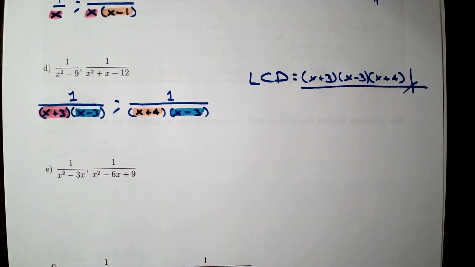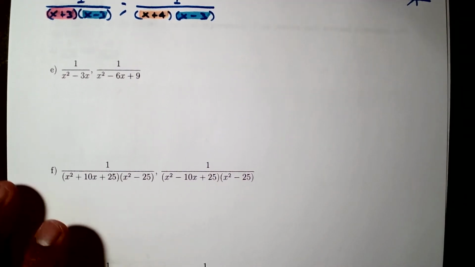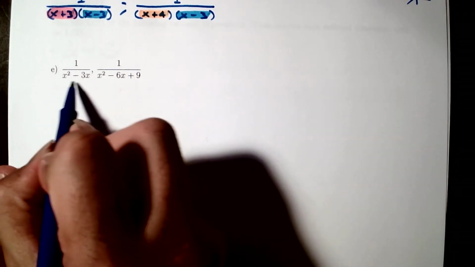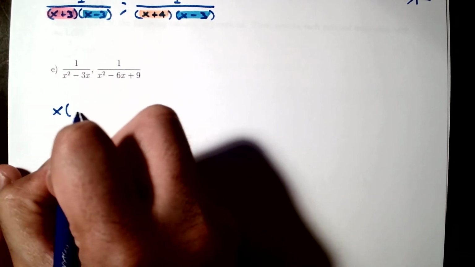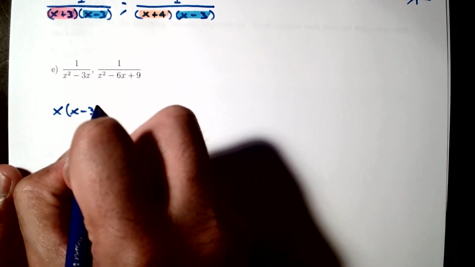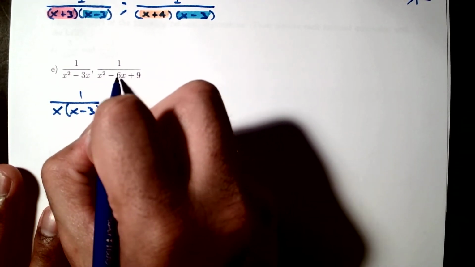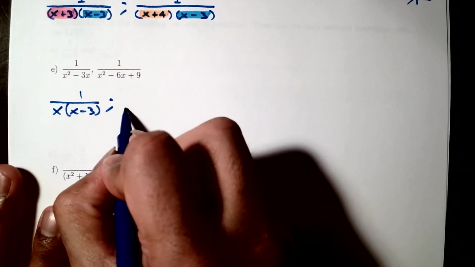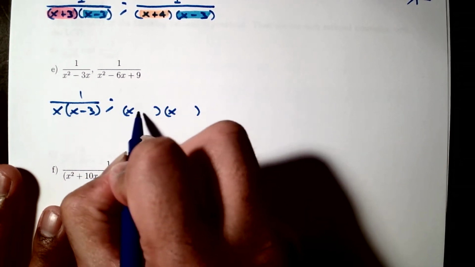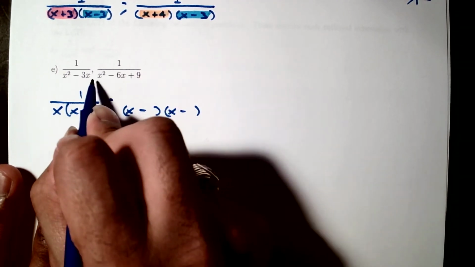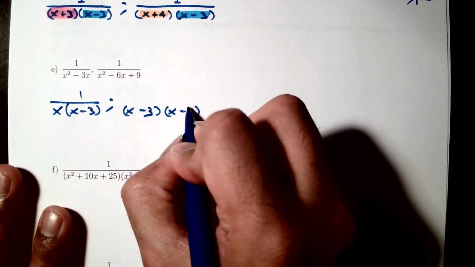Okay. Let's look at letter E. Letter E, for the denominator, we can factor out an x times x minus 3, and then we need factors of 3 that add up to negative 6. We are looking at the double bubble method because we have a trinomial whose leading coefficient is 1. So minus 3 and minus 3.